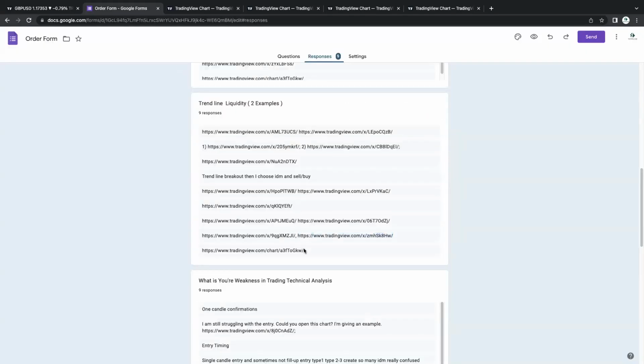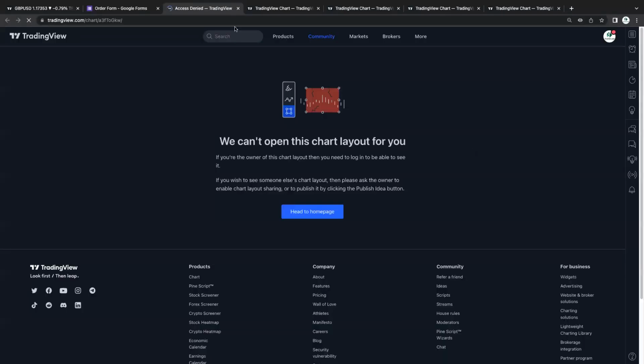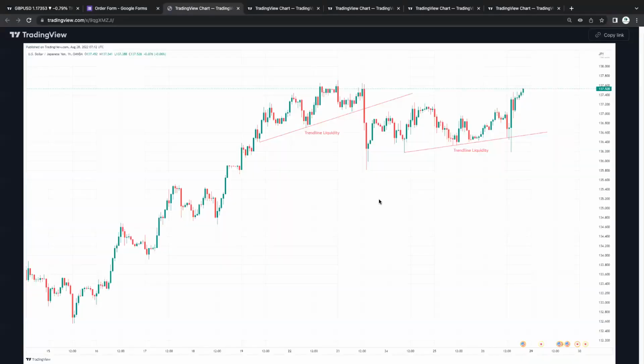Now let's switch to another one. I don't know who submitted this one. Let me check this one. Okay, in this chart, everyone mark trend line liquidity again. What is possible trend line liquidity?